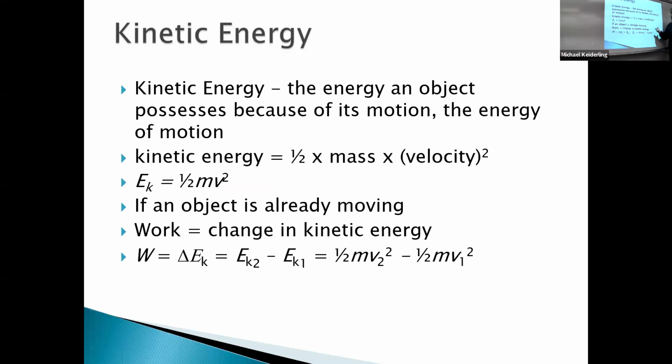So if an object is already moving, it has energy. And when you do work on an object, if you look at all the work that is done on an object, that will be its change in kinetic energy. So kinetic energy is 1/2 mv squared, and the work done on an object is the change in kinetic energy: kinetic energy 2 minus kinetic energy 1, or 1/2 m v2 squared minus 1/2 m v1 squared.